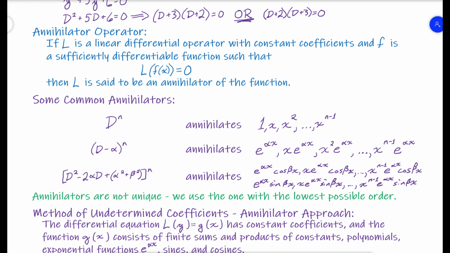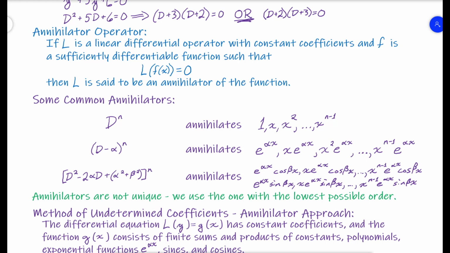Now, hopefully in talking about those common annihilators, you've come to the conclusion that there are in fact many annihilators for any one function. Say my function is simply x. Well, things that are going to annihilate x could be D squared, D cubed, D to the fourth, D to the fifth, and I could keep on going. So annihilators, they're not unique. We have multiple annihilators for any given function.